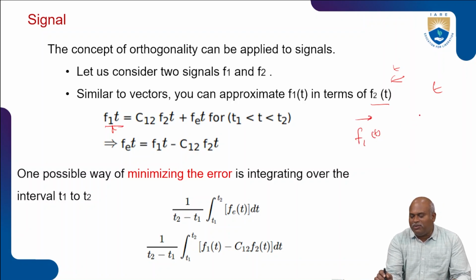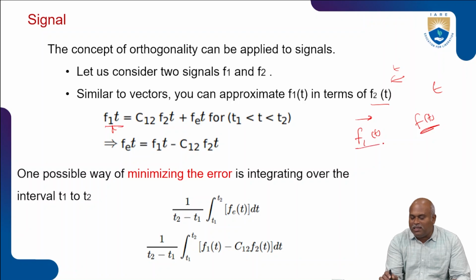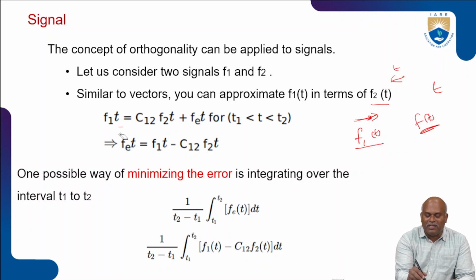But compared to the vector, F of t is time based. Based on the time, the signal amplitude varies, and direction can also be applied to it. That's the condition. We write F1 of t is equal to C12 F2 of t plus Fe of t. All the terms are based on the time period, even though they are based on the vector also.